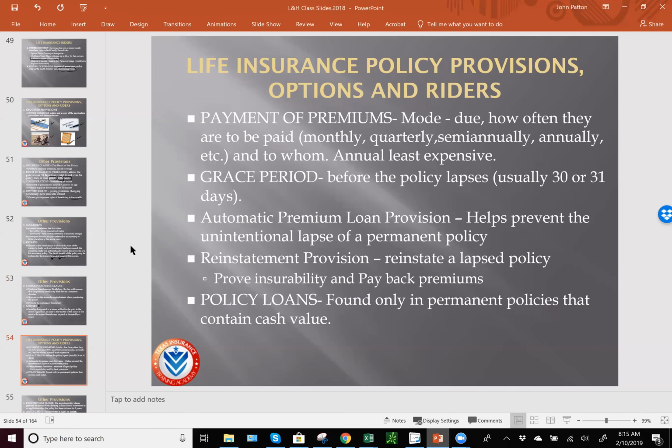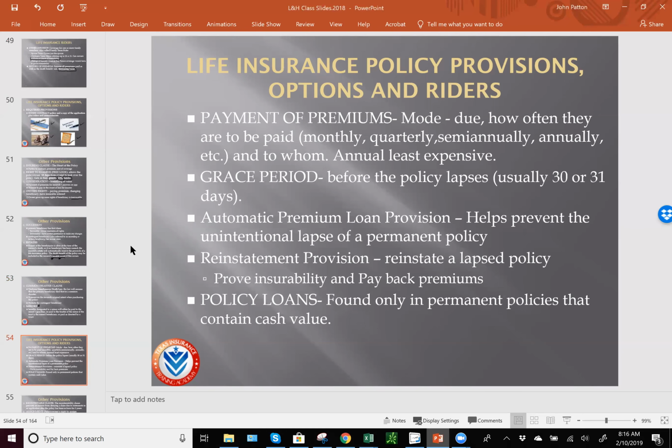Next, we have the mode of premium payment. The word mode means frequency. How often are premium payments made? Well, all premiums are based on it being paid as an annual premium once a year, but not everybody can afford that. So depending on the mode you choose, you're actually paying more money. Some people might choose semi-annual over annual, but they're actually paying more money for that than they do for an annual premium. Some people choose quarterly.